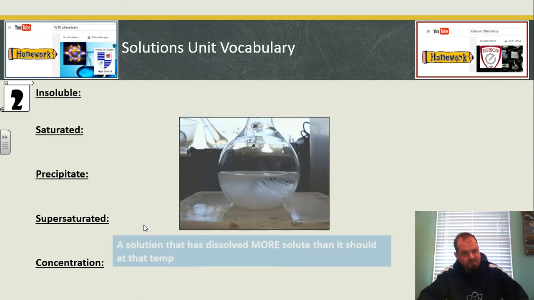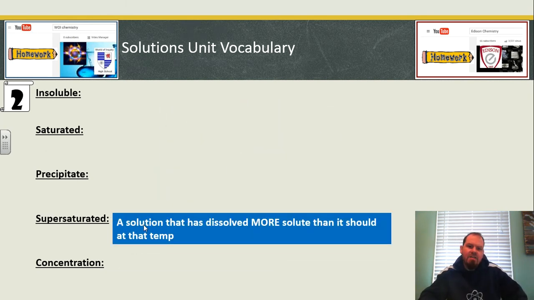It's even harder. This is a solution that has dissolved more solute than it should be able to at that temperature. Okay. Supersaturated. It's holding more than it should be able to.